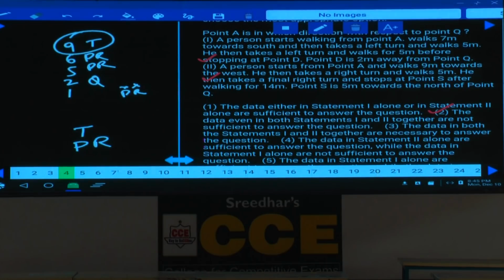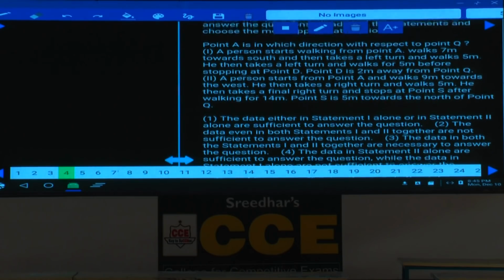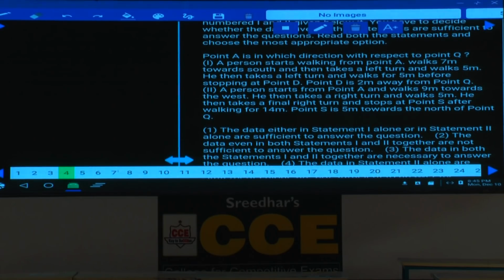Then question number 4. Point A is in which direction with respect to point Q? Now we need to find out the direction of A with respect to Q. A person starts walking from point A, walks 7 meters towards south. A person started walking from point A, walks how many meters?